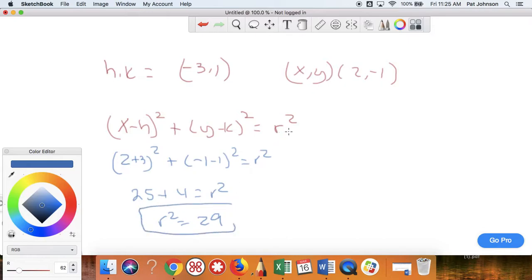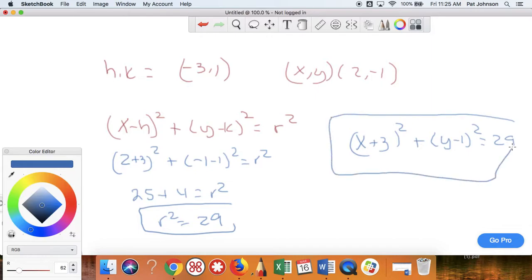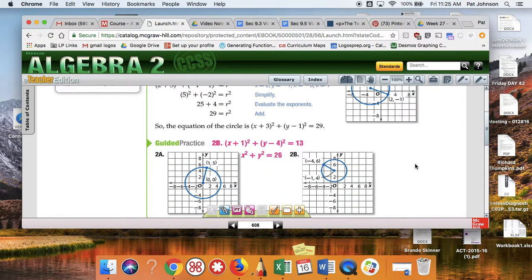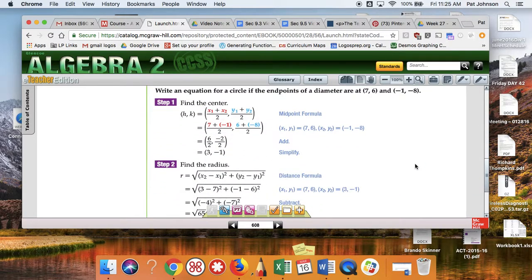Now, remember, that's all I need. So my equation is X plus 3, because it's minus H, squared plus Y minus K squared equals R squared. I don't even need to do the square root because it's R squared. And there's my equation. All right, so that was simple. So now let's look at one where they give us points, and we're going to use the distance formula and the midpoint formula to find the equation.